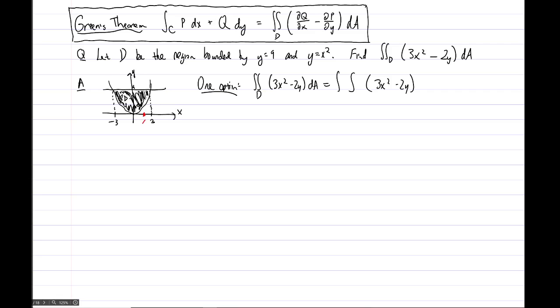But for a fixed value of x, let's do that. You've got the lower y value given by the parabola. Either way is relatively easy. So for a fixed x, let's get dx on the outside and dy on the inside. Y goes from the parabola, x squared, all the way up to 9. X goes from negative 3 to 3. Okay, so this integral can be computed.